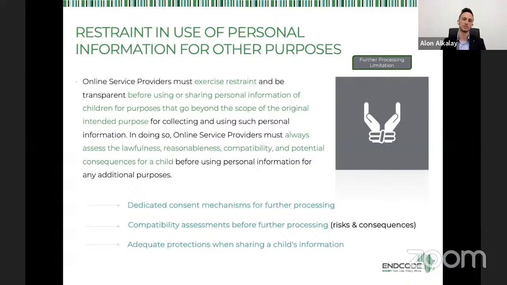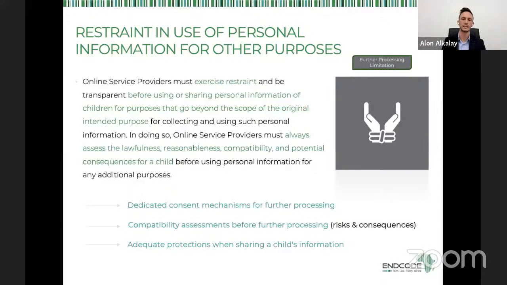Restraints in use of personal information for other purposes. Online service providers must exercise restraint, and they need to be transparent before using or sharing personal information of children for purposes that go beyond the original reason or purpose that they originally wanted to obtain the information. When we look at online service providers today, data is the new oil. We've all heard that statement.